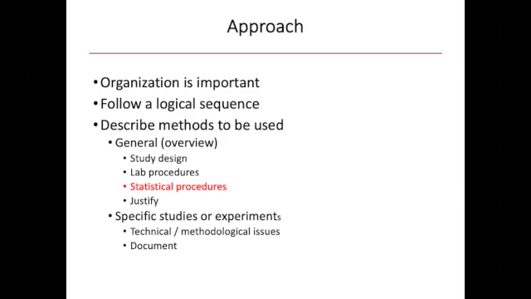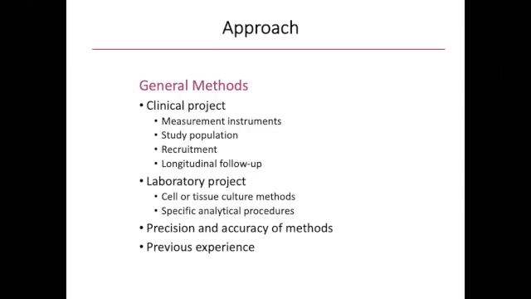For example, what type of methods you're going to use, the study design, the laboratory and the statistical procedures that you will use, you need to justify. If you are doing experiments, the methodology you will use, etc. So this overview obviously has to be focused according to the type of grant that you are planning to do. If it is a clinical project, you need to figure out what measurements you will use, the study population, the recruitment, longitudinal follow-up, etc.